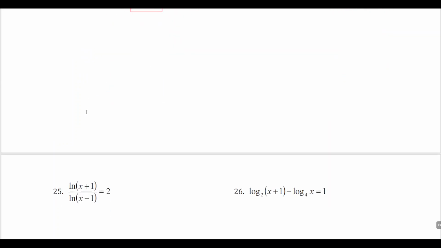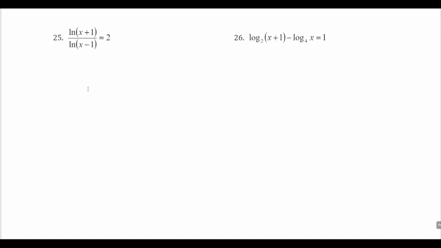Moving on down to the last page of the homework. This has been kind of a long one. So number 25, we're going to, looks like, multiply the natural log of x minus 1 on both sides first so that we can try to get rid of those logarithms. We've got natural log of x plus 1 equals 2 times the natural log of x minus 1. And now what we can do is use the power property to rewrite the right-hand side as the natural log of x minus 1 squared.